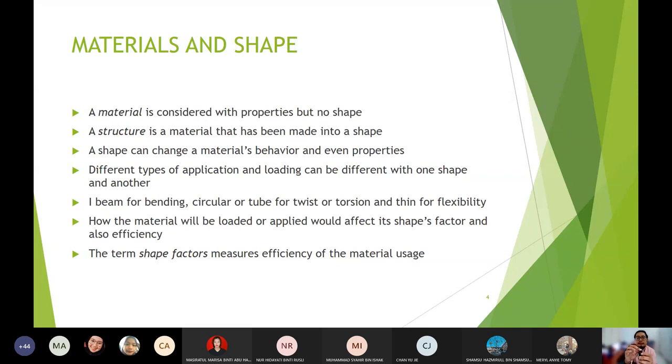Okay, previously, the outer covering of the battery is actually a sheet metal, being rolled into a circular shape and then shaped. So we call this part a product with structure, because it has material that has been made into a shape. A shape can change a material's behavior and even its properties.